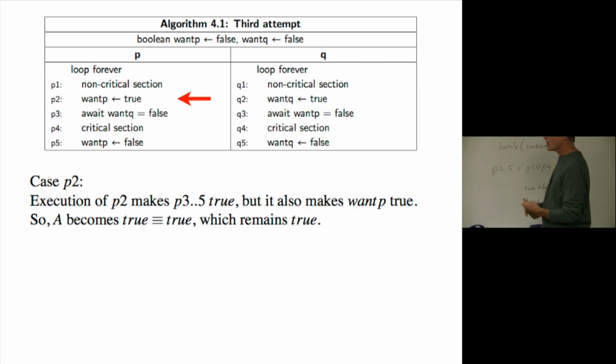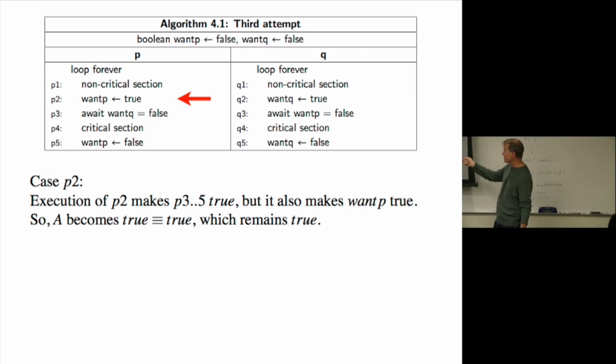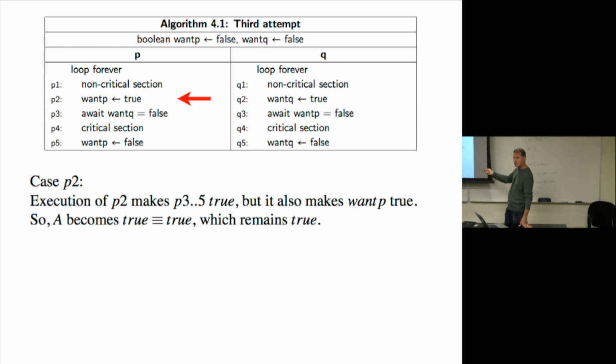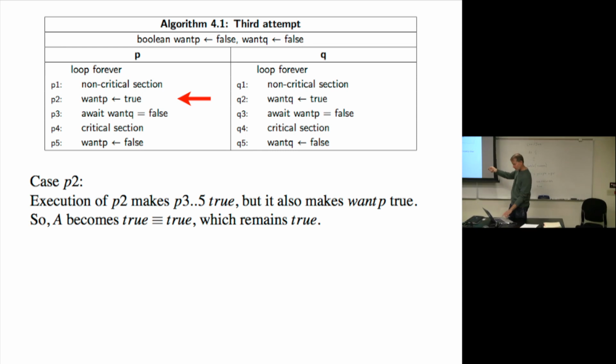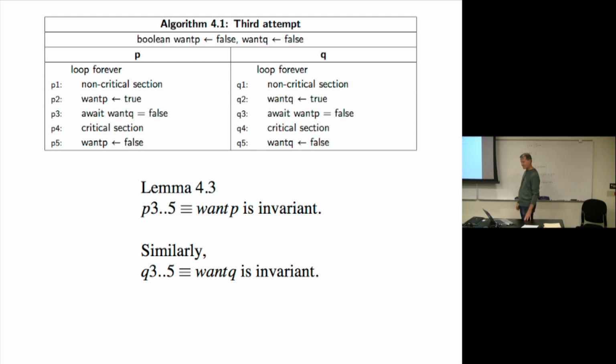Okay. So on the other hand, it not only makes that true, but it also sets want P to true. So we have true, which means true. Now what about the other one? P5? If we execute P5, what does that make happen? Yeah, P3.5 false, but it also makes want P false. So it's false equals false. So by mathematical induction, what do we know? P3.5 equals want P is invariant.